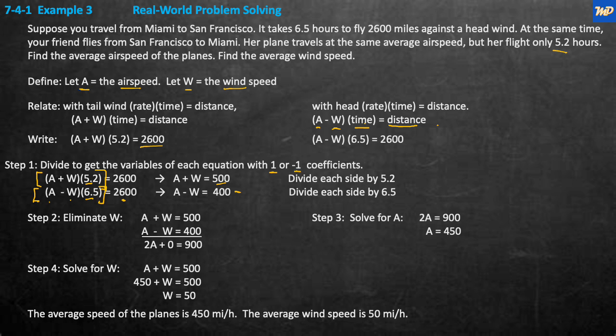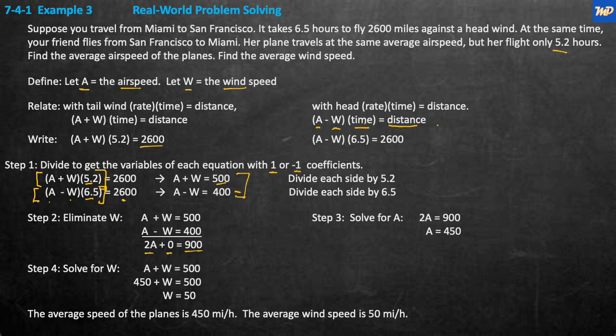So now we have these equations, and with that, we can now solve for what? We have a plus W and a minus W, so we can add these two equations, and the W's will disappear. So we're going to have A plus A. A plus W is 500, A minus W is 400. So we're going to have 2A, 0 W's, and 900. 500 plus 400 is 900. So now we have that.